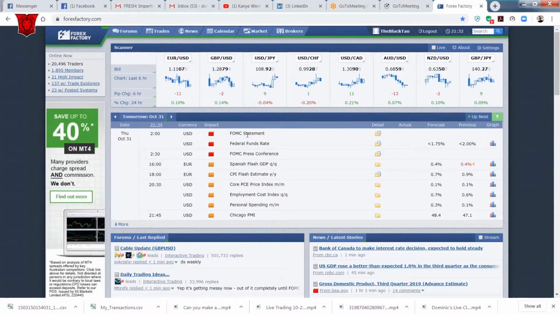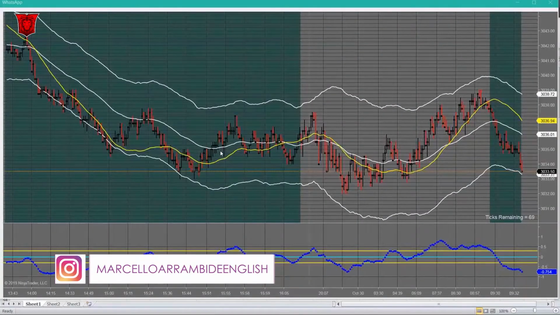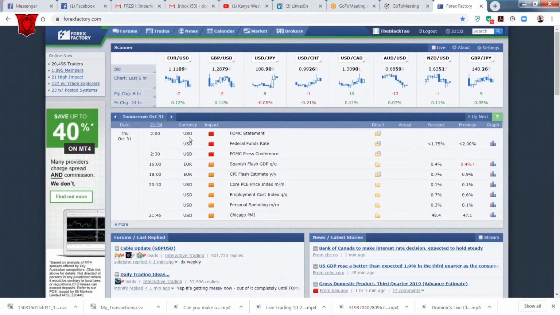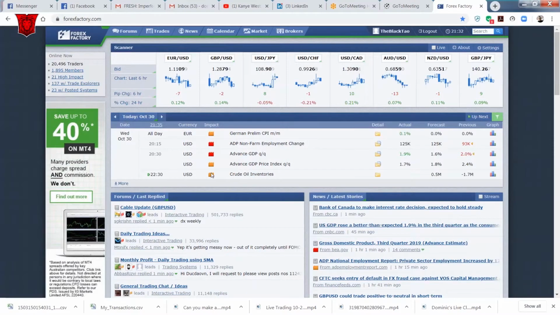FOMC statement and the federal funds rate at 2 a.m. Thursday, so that's later today, 2 p.m. Eastern, Wednesday, right, in the US, and 2 a.m. Thursday morning here in the Philippines. That's why you might have not much liquidity or volatility, since this is what they're waiting for, right? So right now, we have some crude oil inventories at 10:30 as well. So we'll see what's going to go on here.